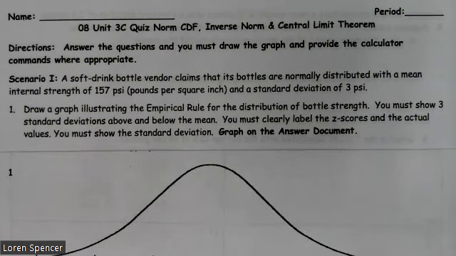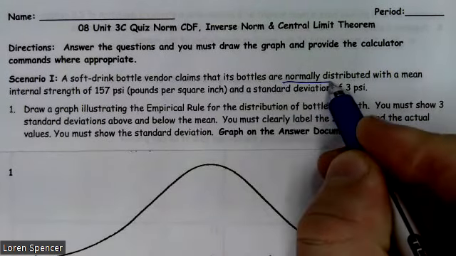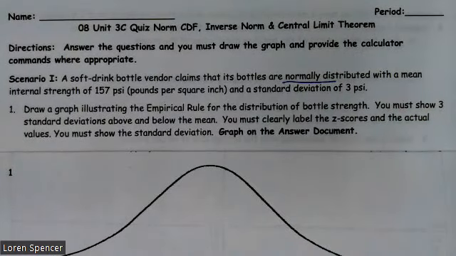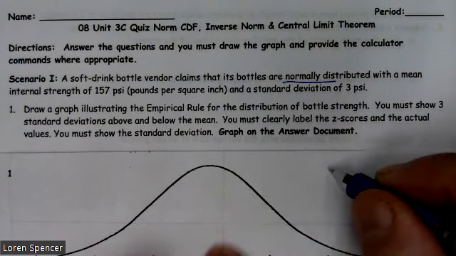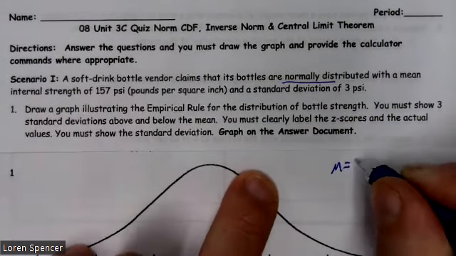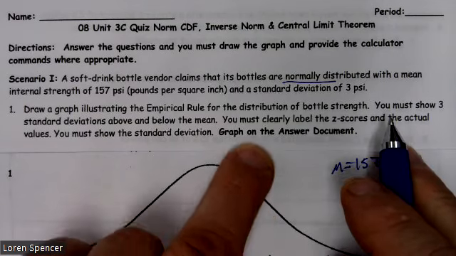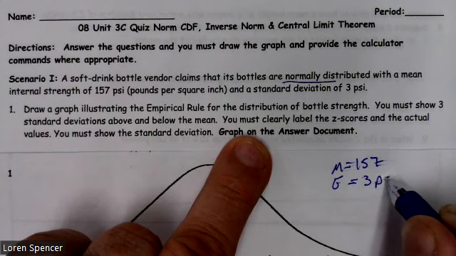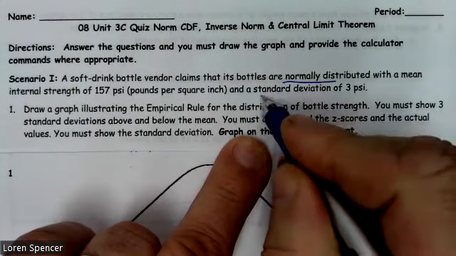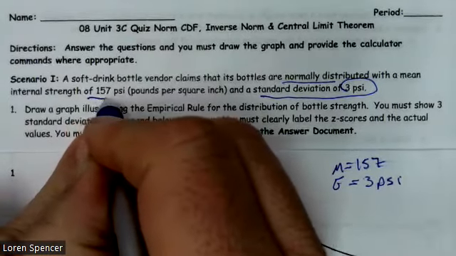So, a soft drink bottle vendor claims that its bottles are normally distributed. That's going to be important. With a mean internal strength of 157. So we probably ought to note that down. Mean equals 157. And a standard deviation of 3 psi. We'll be referring back to that several times. So consequently, I'm going to mark that 3 psi and that 157.